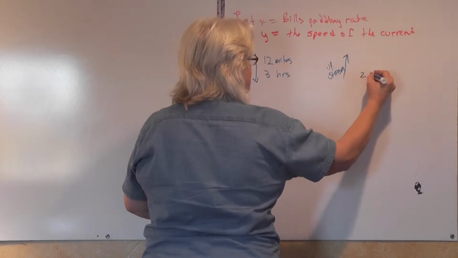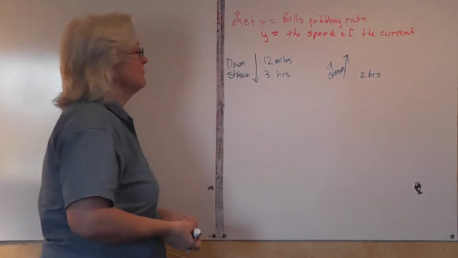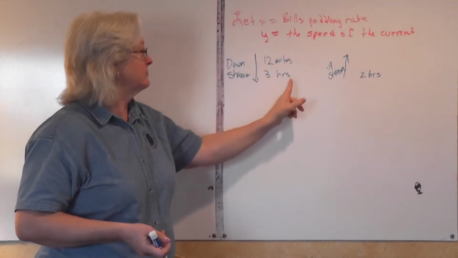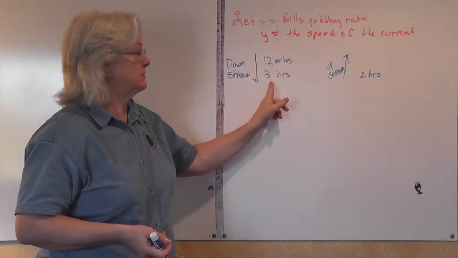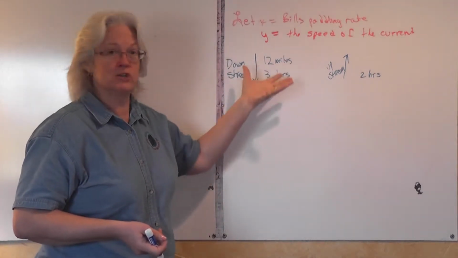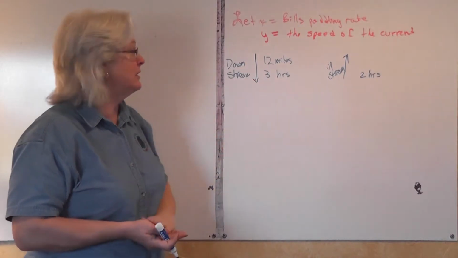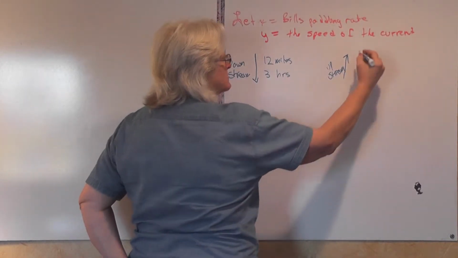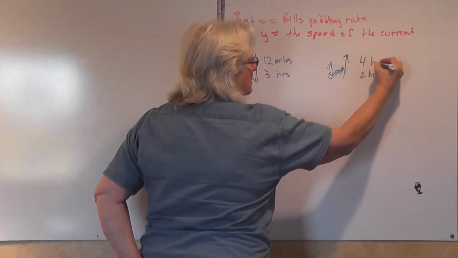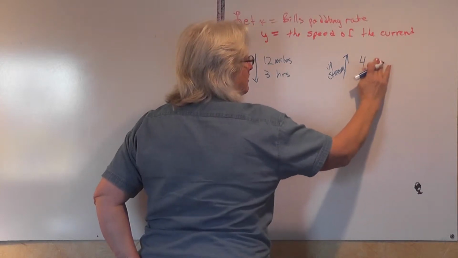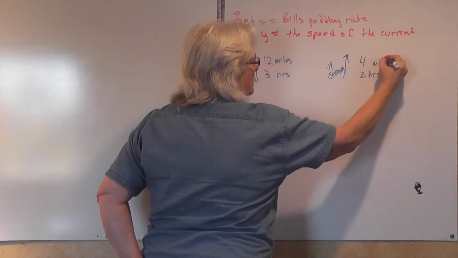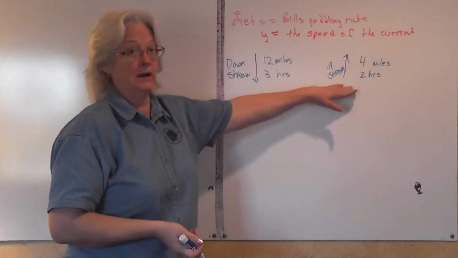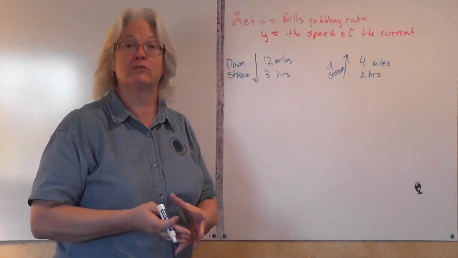And how much progress did he make? Well, before I answer this, how many miles an hour was he traveling over here? Well, 12 miles, 3 hours. He was averaging 4 miles an hour. Pretty nice speed, nice gentle speed going downstream. But in 2 hours, when he was paddling upstream, he only made 4 miles. So his effective speed going upstream is just 2 miles an hour. But that's not what we're looking for right now, is it?